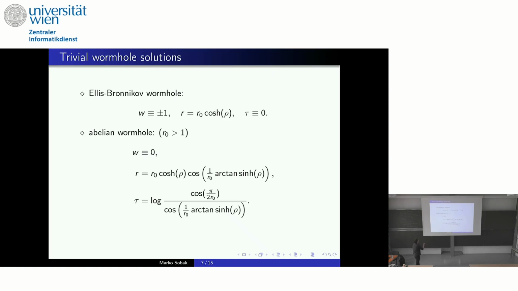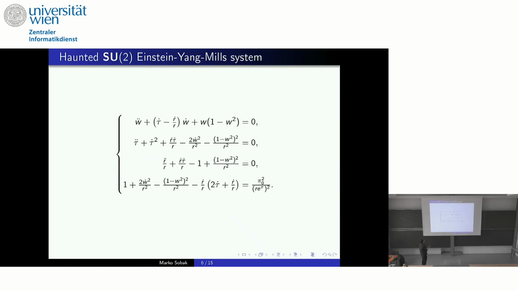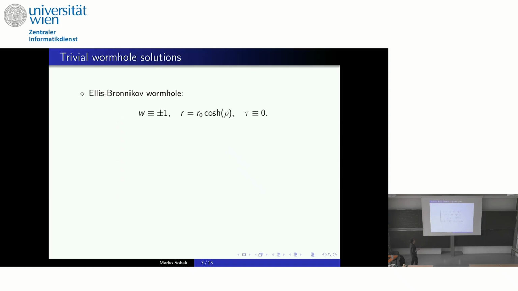And in fact, if you remove the phantom field, so if you assume that pi 0 is equal to 0, then your Yang-Mills equation will still be satisfied by plus minus 1 and 0. And in those cases, you do get the Schwarzschild solution.